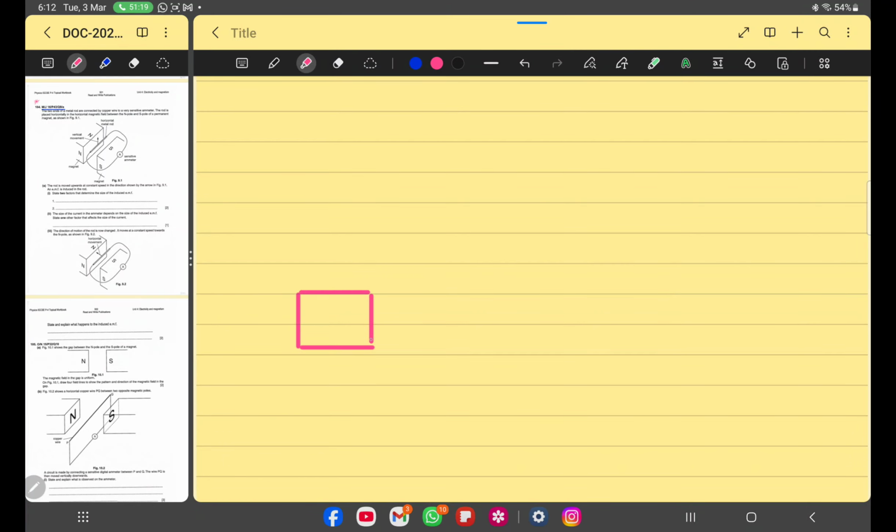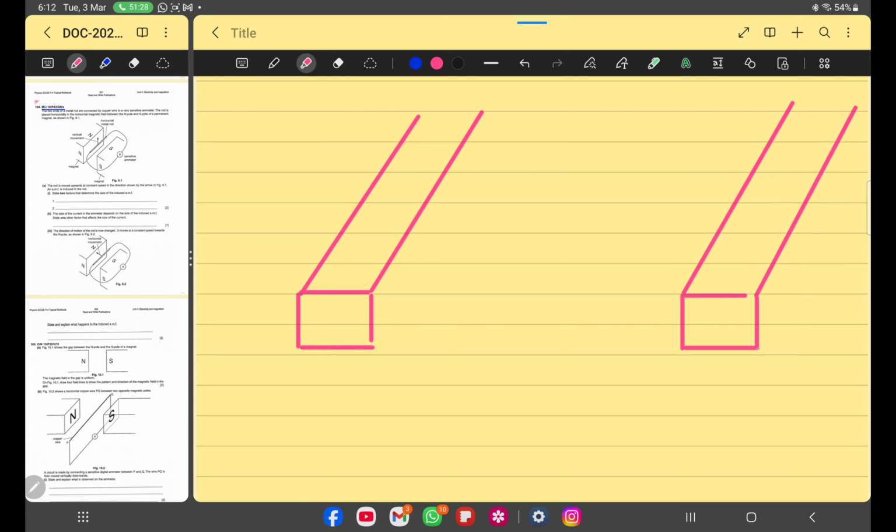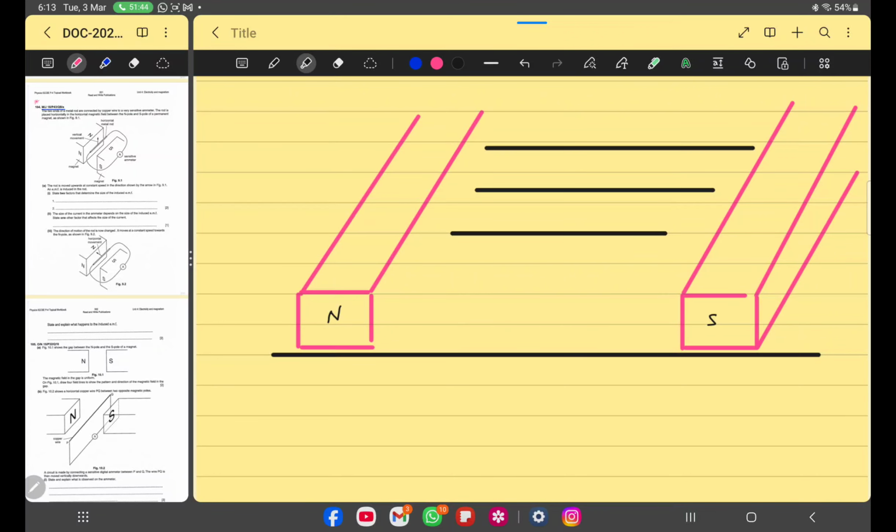Consider this is a magnet, and now this magnet is placed on a horizontal table. Then you know magnetic lines are directed from North Pole to South Pole. So these are magnetic lines. Sir, magnetic lines are horizontal.